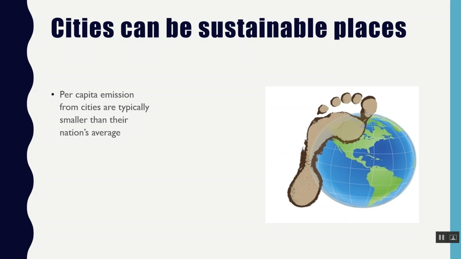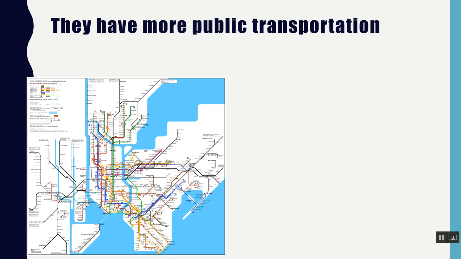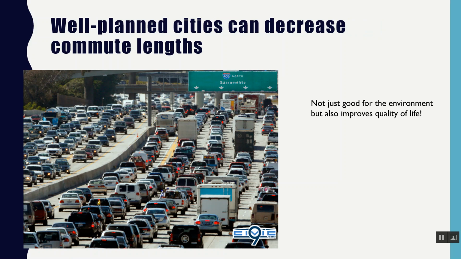But cities can really be sustainable places. Per capita emissions from cities are typically smaller than their nation's average. You use less resources when you're in a city. You are more likely to ride public transportation. You are more likely to have a smaller home that uses less resources, right? Generally speaking, they have more public transportation. If you live in rural areas, public transportation is limited. And well-planned cities can decrease commute lengths, right? Which is not just good for the environment, but also improves your quality of life.